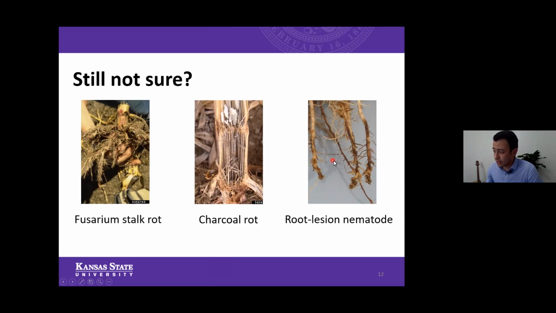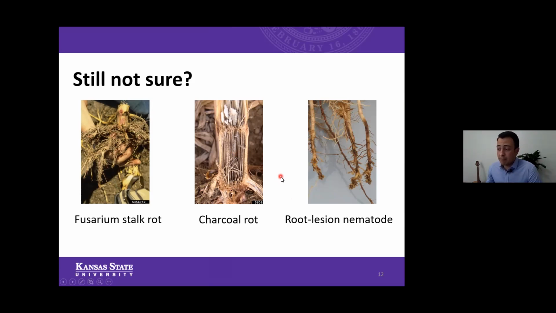And then the root lesion nematode, besides the stunting that will be caused, some patches, yellow chlorosis. The lesions on the roots are very clear, as you can see here. When you pull those roots, it will be a very poorly developed root system. They're going to be severely affected. And those 3 diseases can persist in the soil for long periods of time.